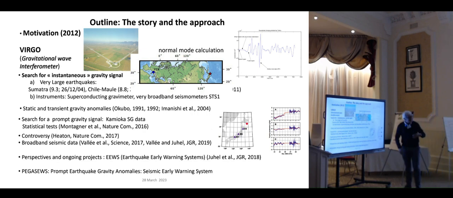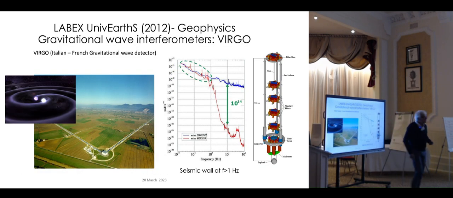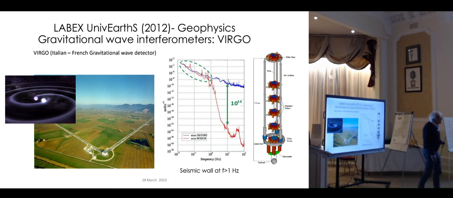And I would like to show you how it was not evident to convince people that we had this signal. And actually, everything started about 10 years ago when people from Virgo contacted me because they have this big instrument. You know, it is this interferometer installed in Pisa in Italy. It is a Michelson interferometer with two arms of 3 kilometers long.